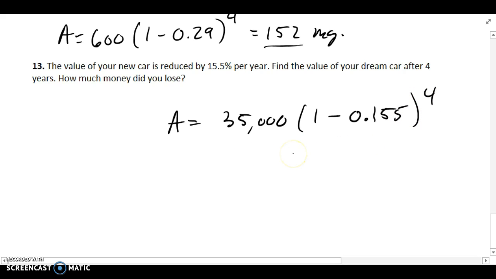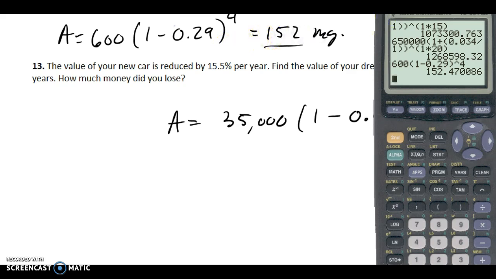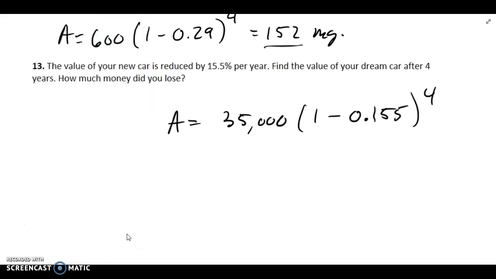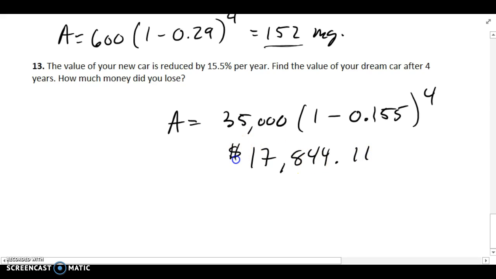And so I'm going to put that in the calculator, hit enter, and then I'll find out the value of my Chevy Traverse after I drive it around for 4 years. And then you can see how much money we lose in that time. So 35,000 parenthesis 1 minus 0.155 close parenthesis to the power of 4. Enter. 17,844 and 11 cents. Okay, so we actually lose half the value of our car in 4 years. So we actually lost about $17,000 in 4 years by buying a brand new car.